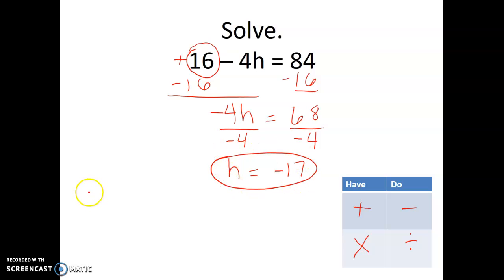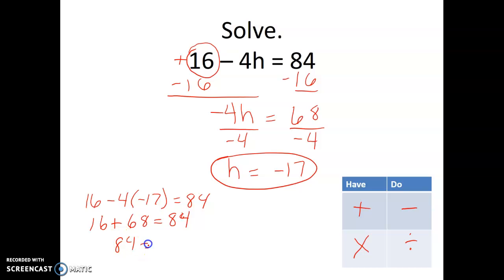So we're going to check it. 16 minus 4 times negative 17 should equal 84. So I'm going to multiply first. What's negative 4 times negative 17? That's a positive 68. 16 plus 68 should equal 84. So what is 68 plus 16? It's 84. So my solution checks out. H equals negative 17.